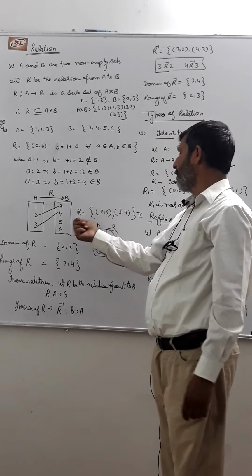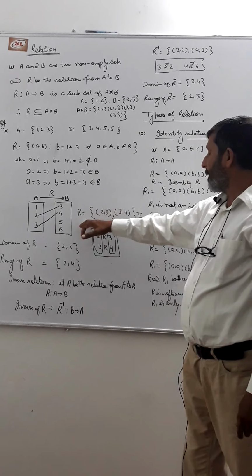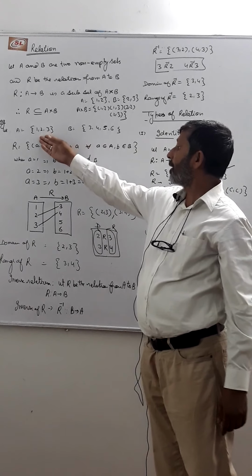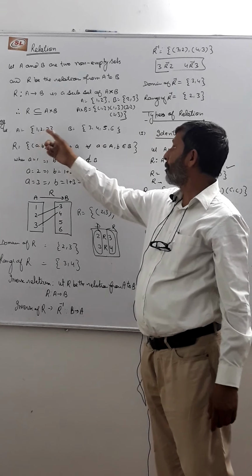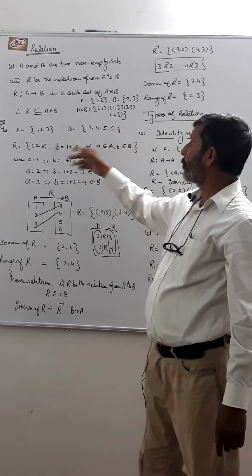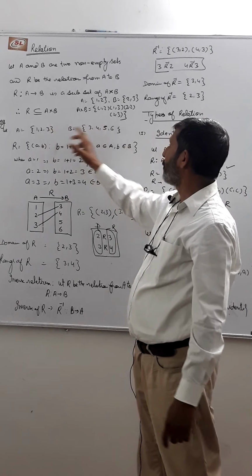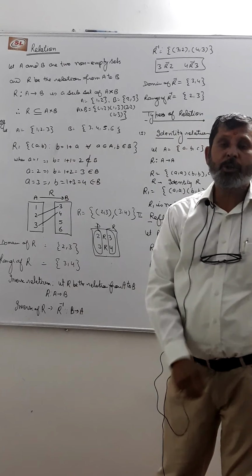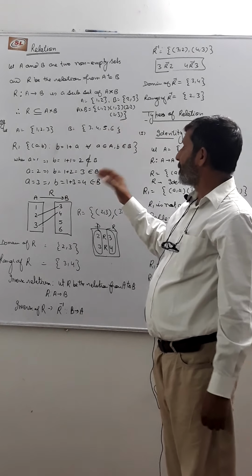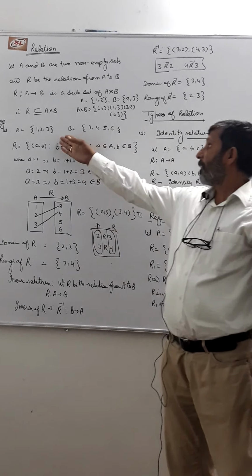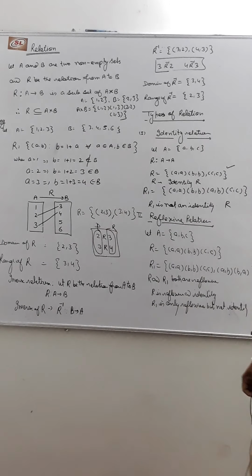This R is the relation, and now we check that R is a subset of the Cartesian product. In this Cartesian product: (1, 3), (1, 4), (1, 5), (1, 6), (2, 3), (2, 4), (2, 5), (2, 6), then (3, 3), (3, 4), (3, 5) and (3, 6). And now we check that all these ordered pairs belong to A cross B.